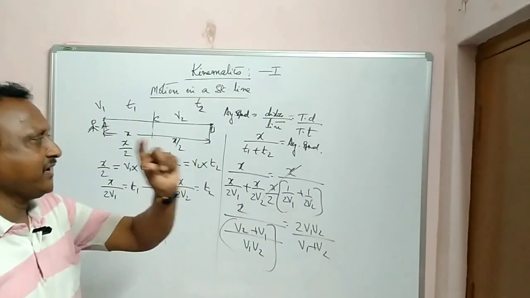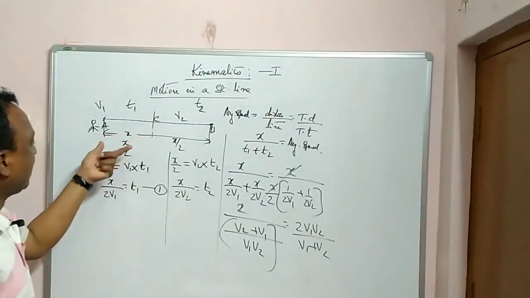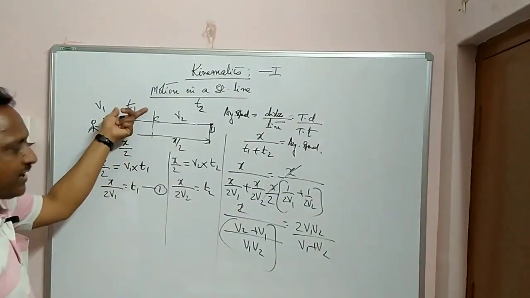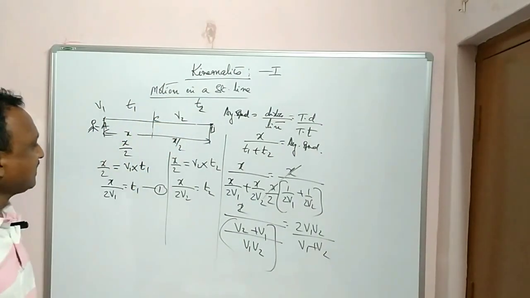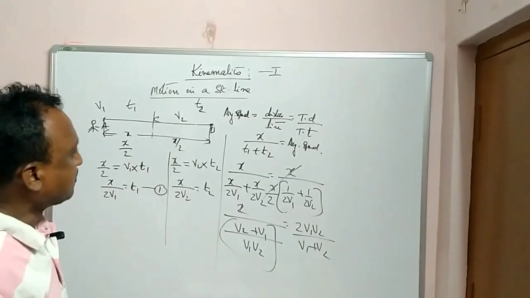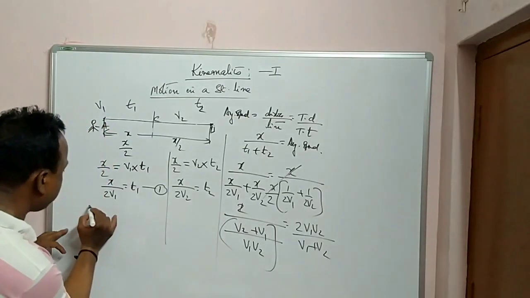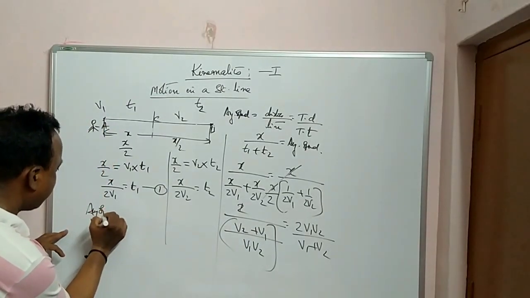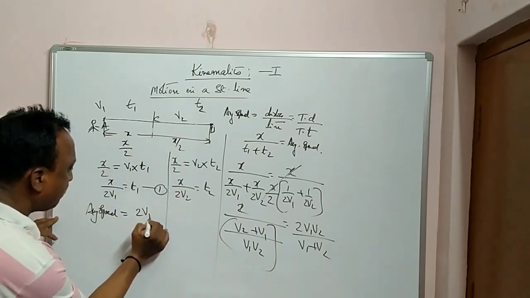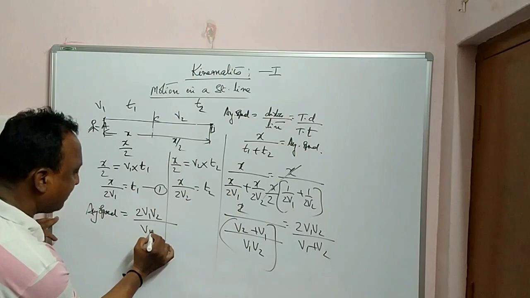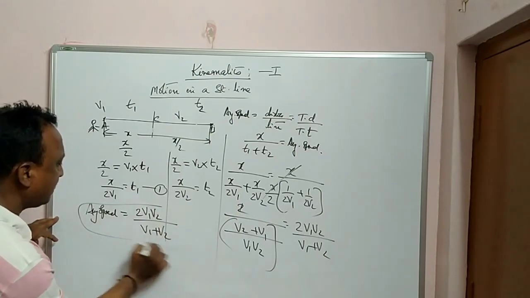This formula is very, very important regarding half a distance in T1 time, another half a distance in T2 time, with V1 and V2 as the speeds. So average speed, you got it as average speed. I am writing here, average speed from A to B is given by 2 V1 V2 by V1 plus V2.